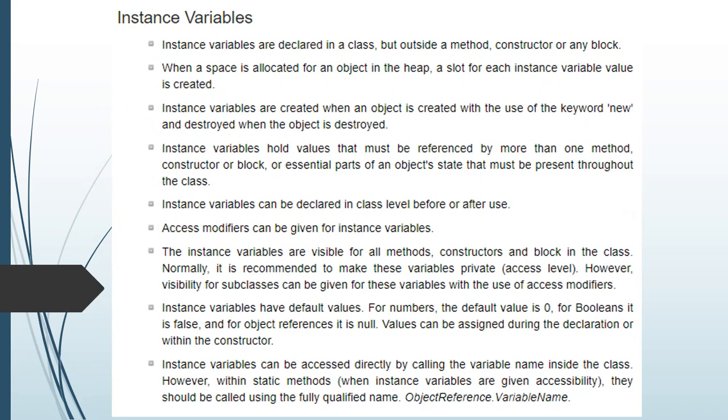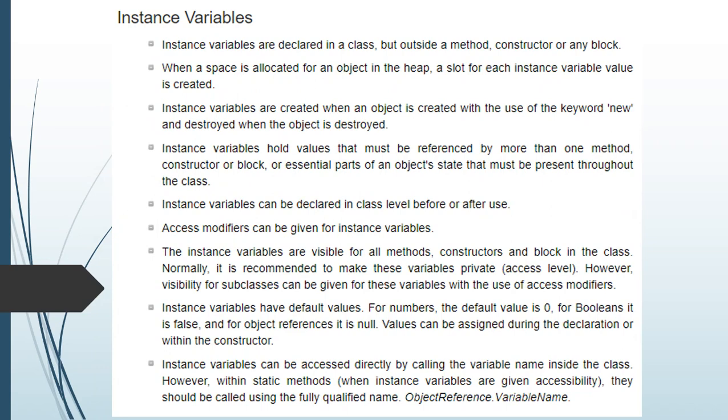Instance variables. Instance variables are declared in a class, but outside a method, constructor, or any block. When a space is allocated for an object in the heap, a slot for each instance variable value is created. Instance variables are created when an object is created with the use of the keyword new, and destroyed when the object is destroyed. Instance variables hold values that must be referenced by more than one method, constructor, or block, or essential parts of an object state that must be present throughout the class.